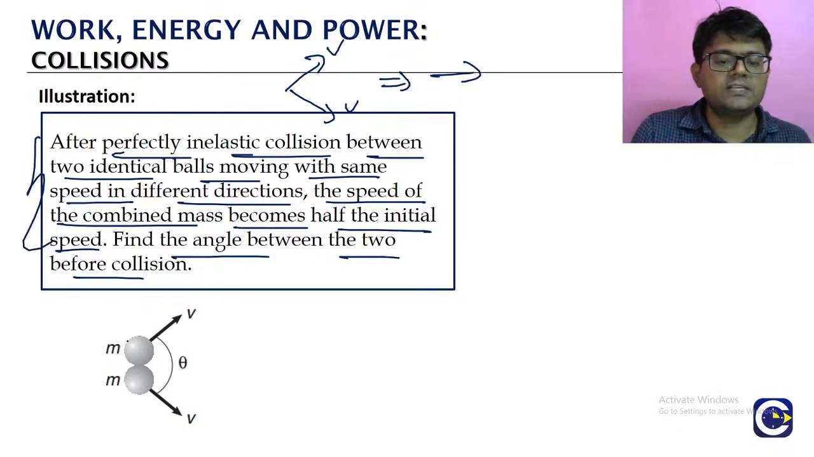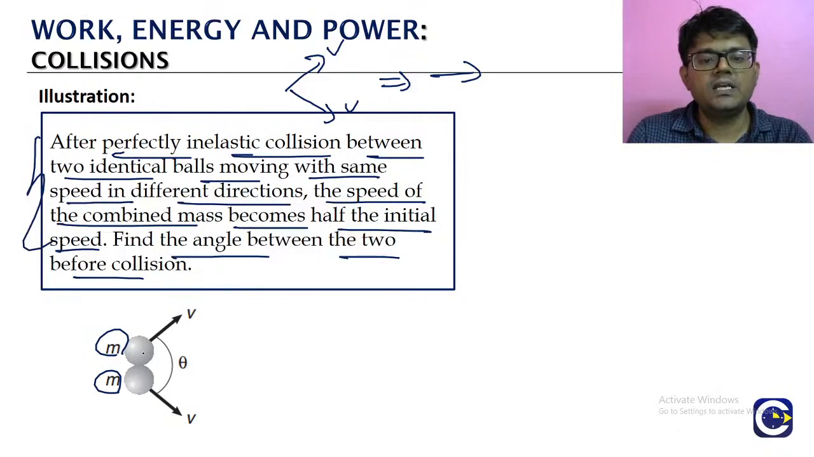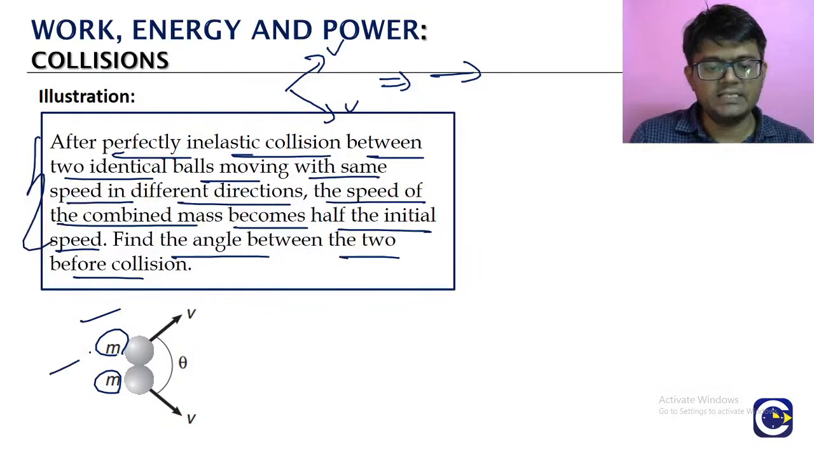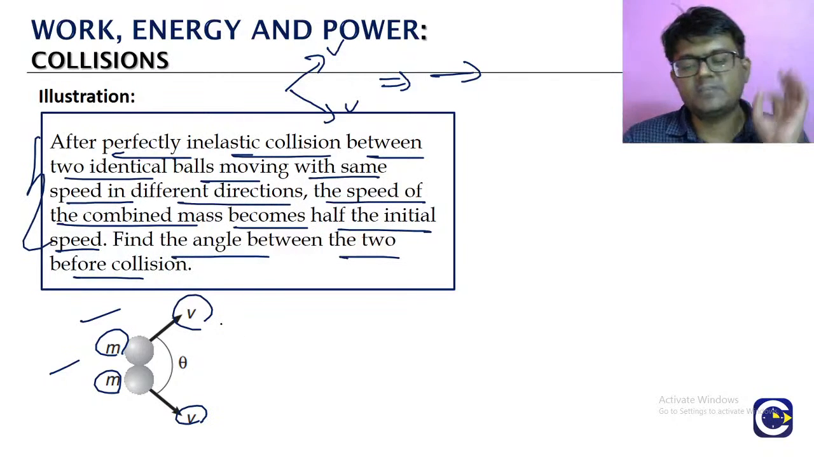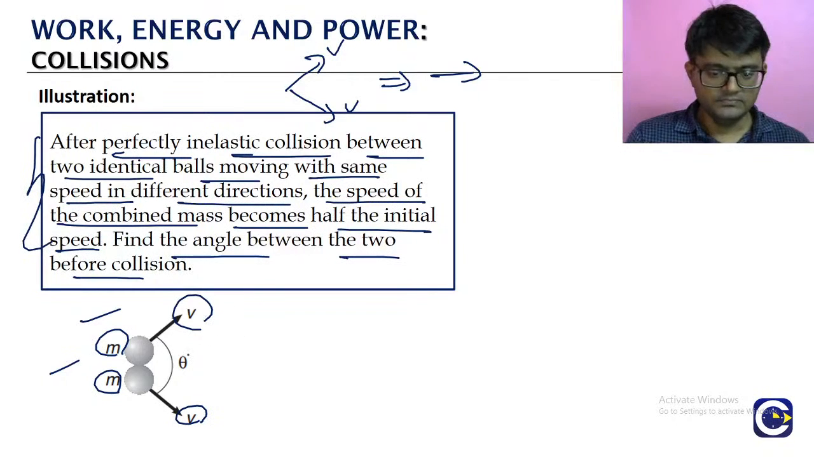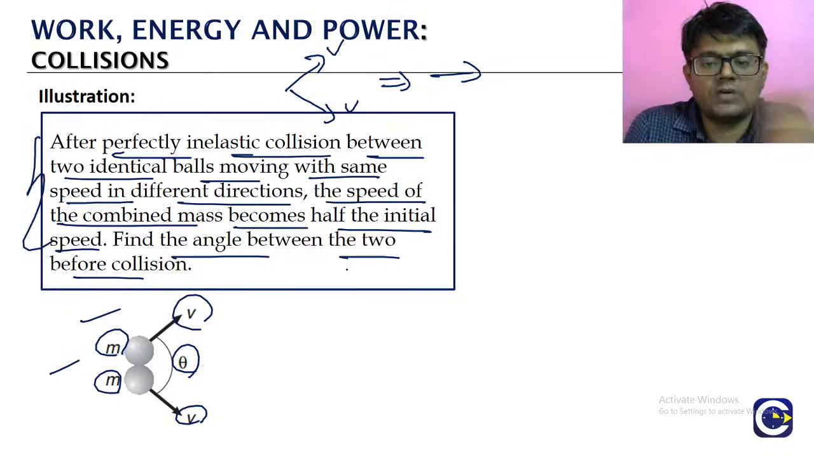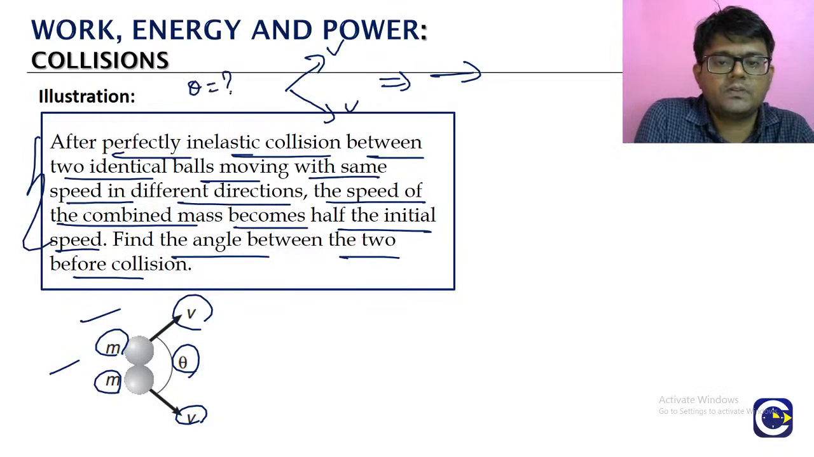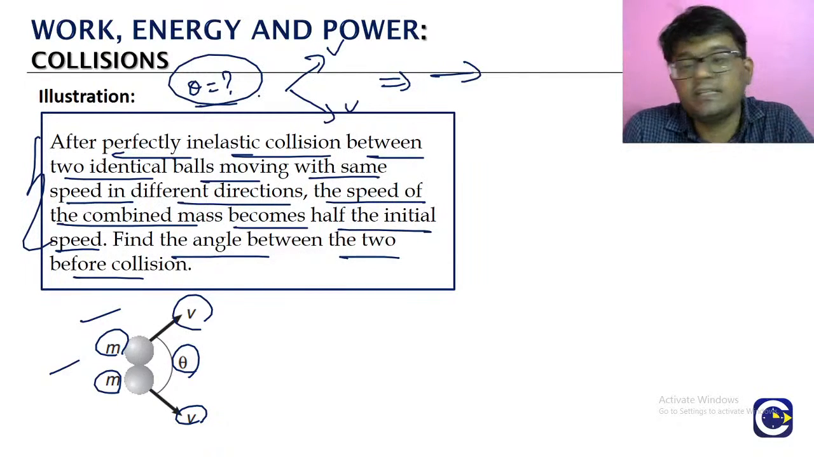So look at this, let's say we have objects of mass m each, identical they are saying, right? We'll take the mass of them to be equal. They are moving with same speed. Let us say the speed is V, in different directions. That angle between them is theta. That is what we have to find. What is our task here? We have to find the theta, right?